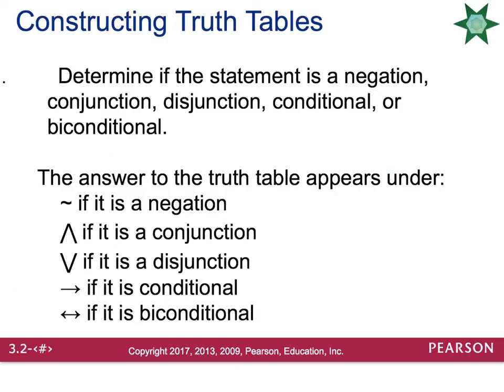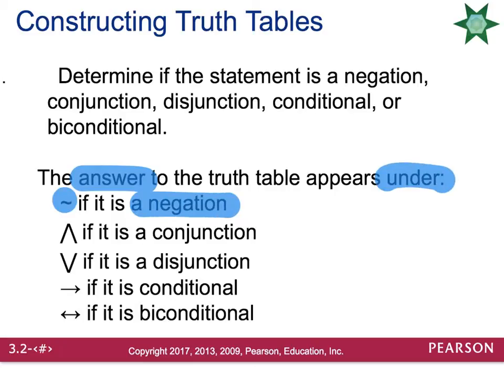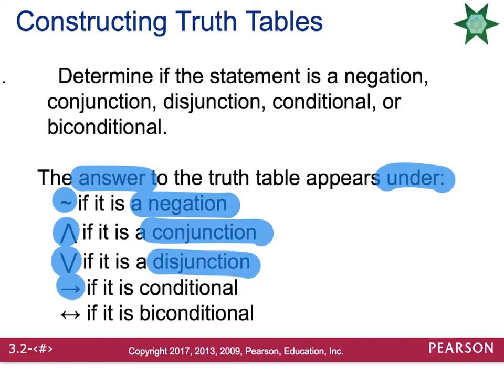Okay, when we construct truth tables, you don't have to do it this way, but this is a shortcut way to do it. If we're doing the negation, we put the answer under the negation sign. We put it under the and if it's a conjunction. If we're doing the or, we put it under the or sign, the disjunction. Conditional we haven't talked about yet, but we put it underneath that. Biconditional, we put underneath that. We talked about that a little bit, but we'll get into more detail in this section.